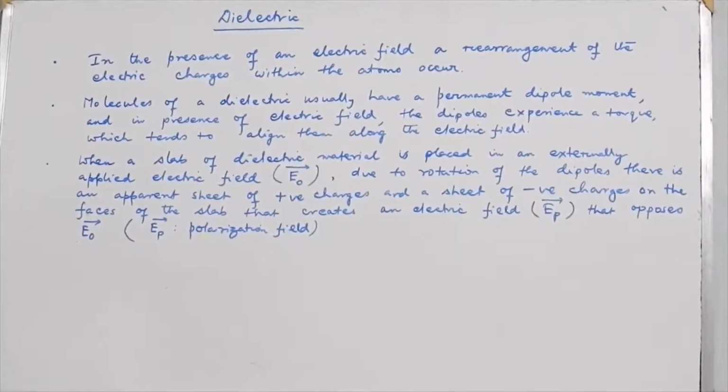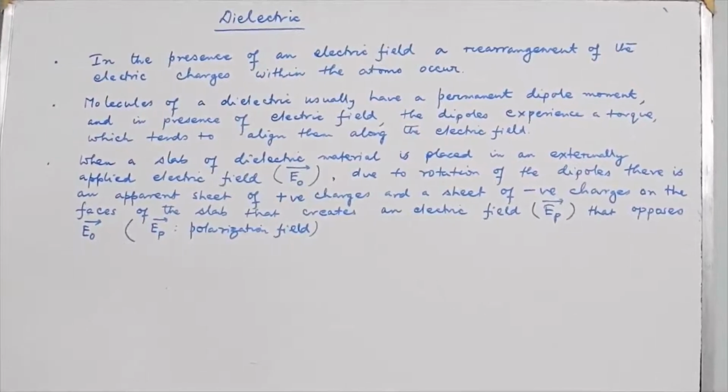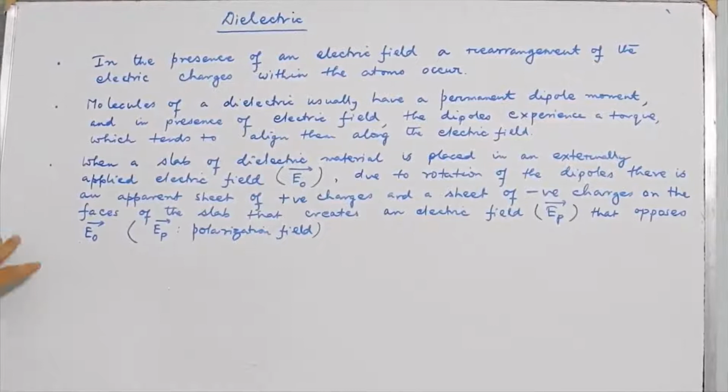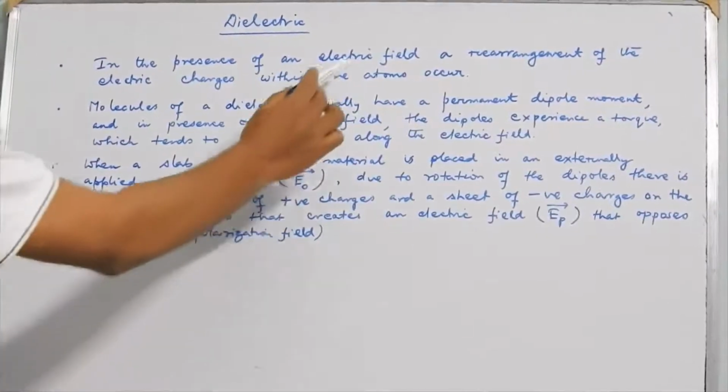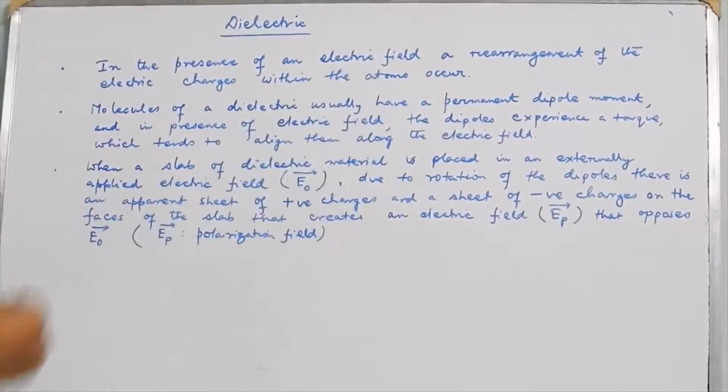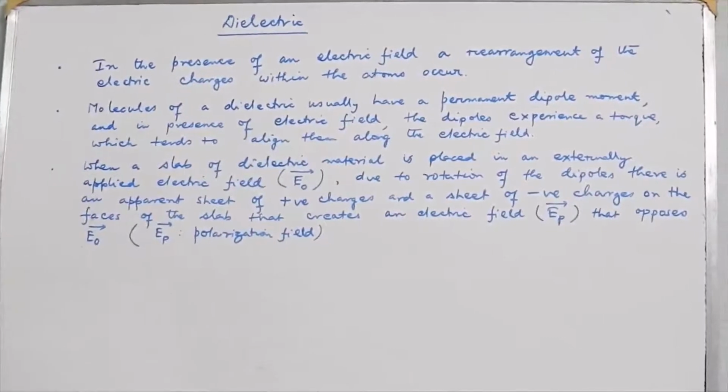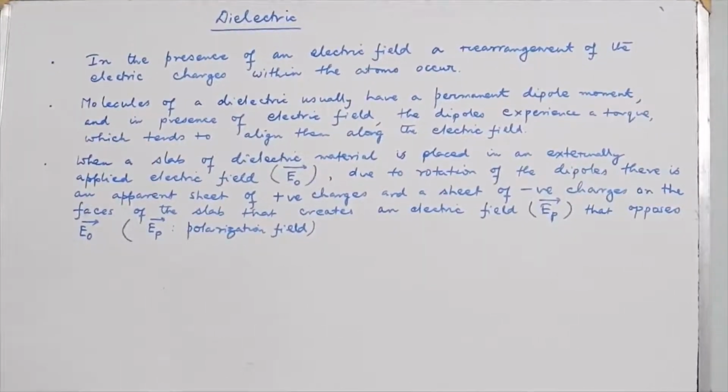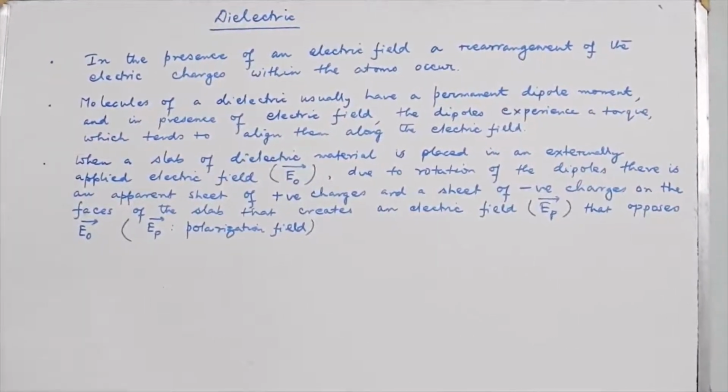However, the difference between an insulator and a dielectric is that if a dielectric is placed in an external electric field, then in the presence of that electric field, there is a rearrangement of the electric charges within the atoms of the dielectric.